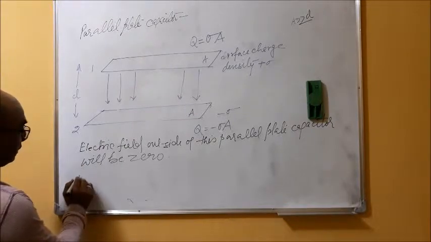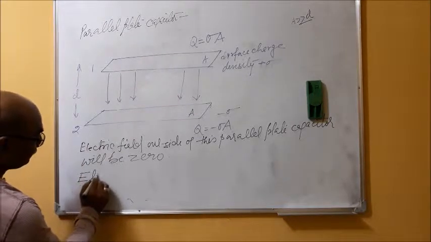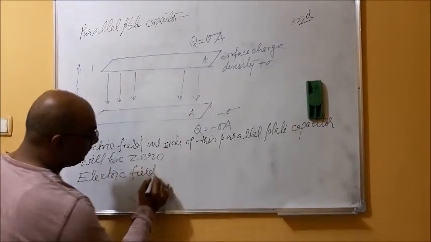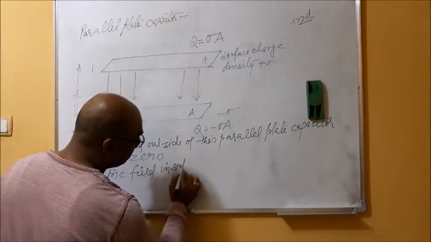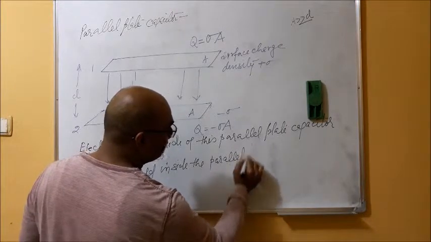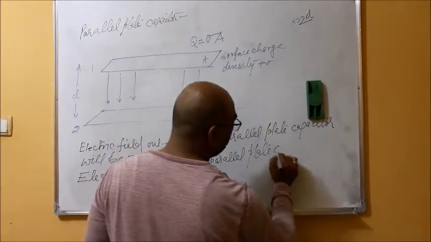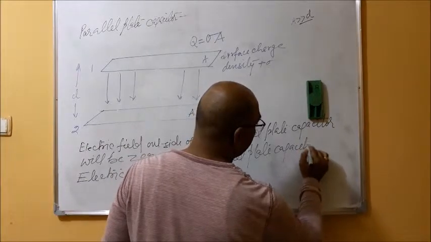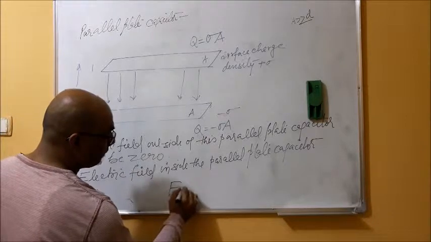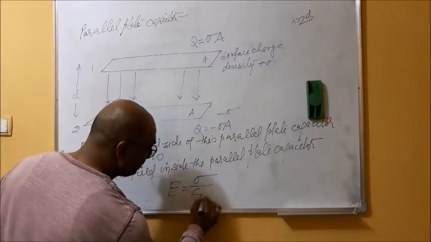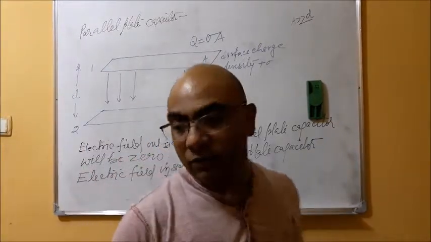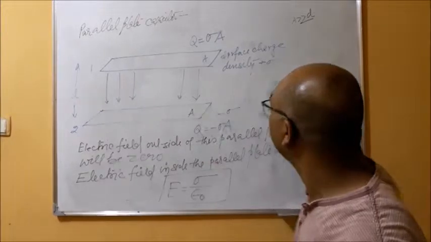But the electric field inside the parallel plate capacitor is given by E equals sigma upon epsilon naught. So in this way we can get the value of electric field.